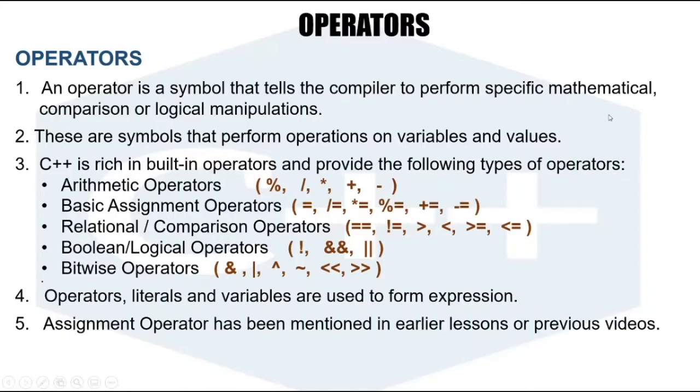In this video, we are going to discuss C++ operators. Operator is one of the most important topics in computer programming. Before we proceed, let us define first what is operator. An operator is a symbol that tells the compiler to perform a specific mathematical, comparison, or logical manipulation. These are the symbols that perform operations and calculations on variables and values.